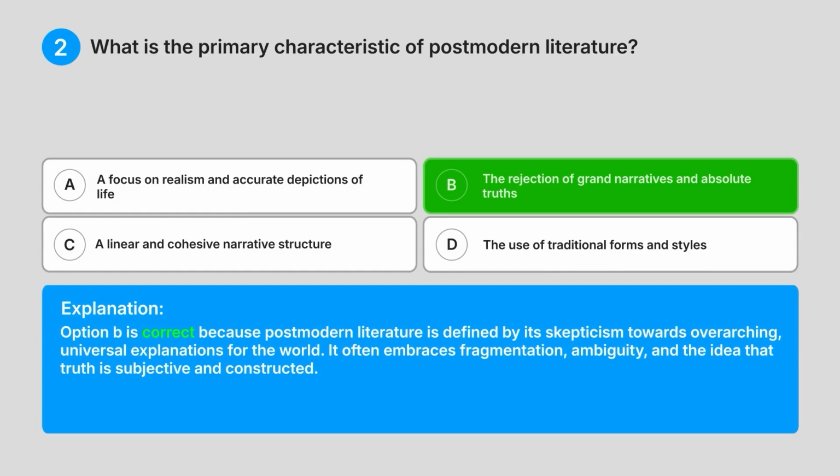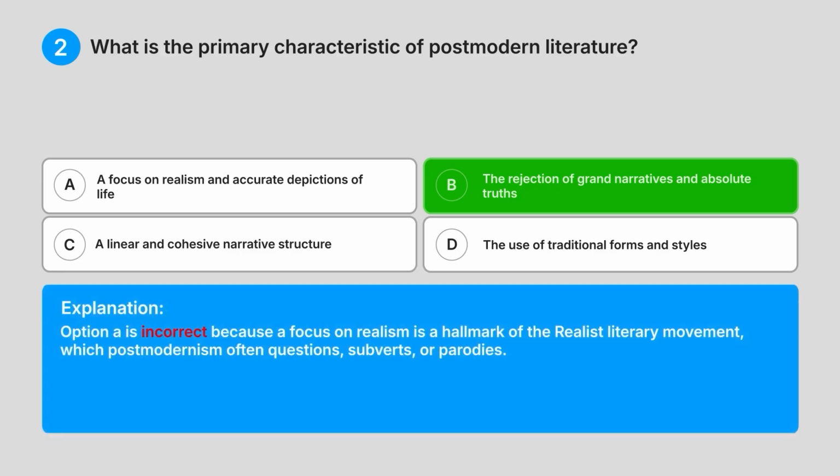Explanation. Option B is correct because postmodern literature is defined by its skepticism towards overarching universal explanations for the world. It often embraces fragmentation, ambiguity, and the idea that truth is subjective and constructed.